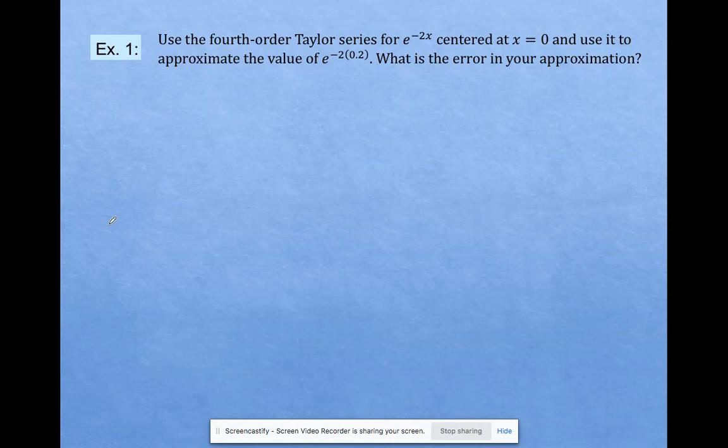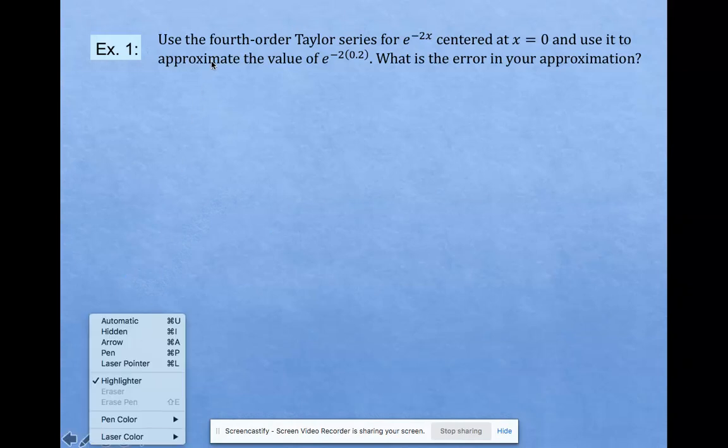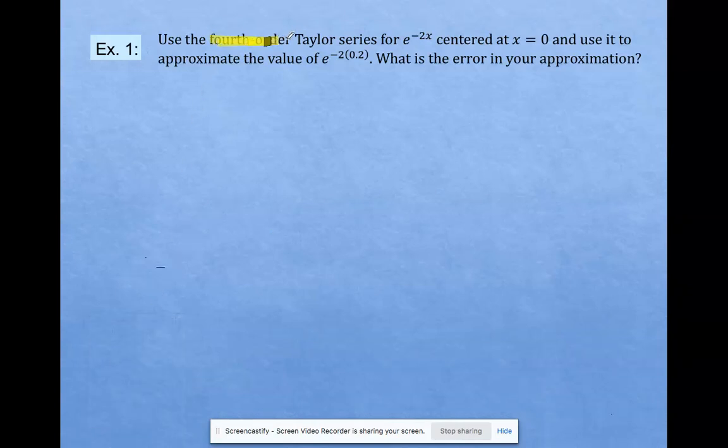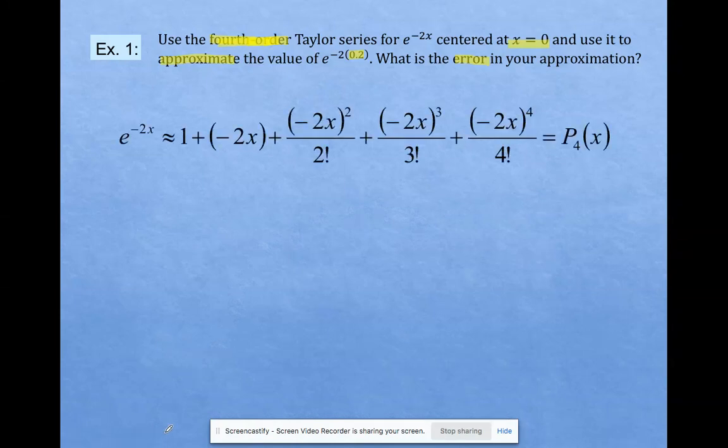So here's an example of a problem. Use the 4th order, so that's p sub 4, Taylor series for e to the negative 2x, centered at 0, and use it to approximate for x a value pretty close to the center. 0.2 is pretty close to 0, the center. And I want to know what's the error in my approximation. So the first thing I have to do is build the series.